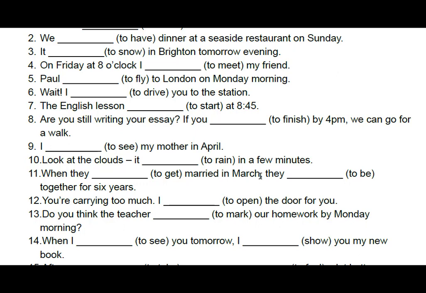Number 11. When they to get married in March, they together for 6 years. When they get married in March, they will have been together for 6 years. We use the future perfect continuous here. When they get married in March, they will have been together for 6 years.